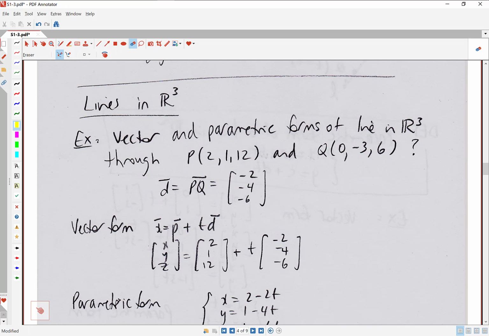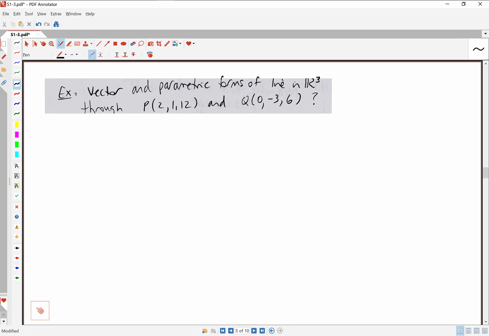So that's all we need to know about lines in R2, and we're now going to talk about lines in R3. This should go pretty quickly because it's going to build on what we just discussed. Let's find the vector and parametric forms of the line in R3 through these 2 points.